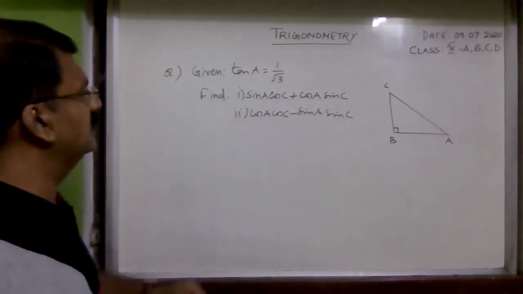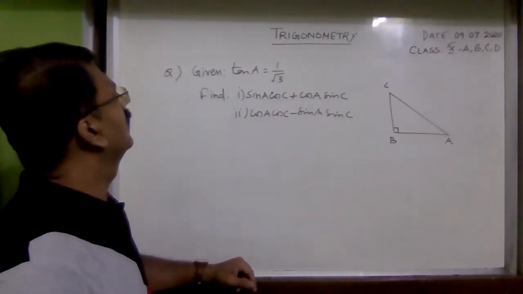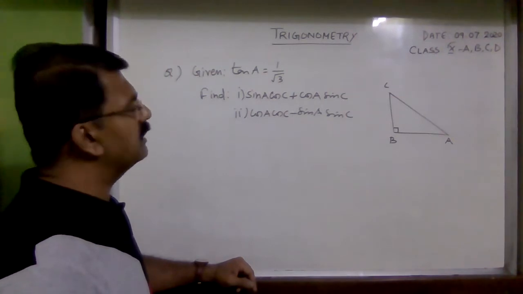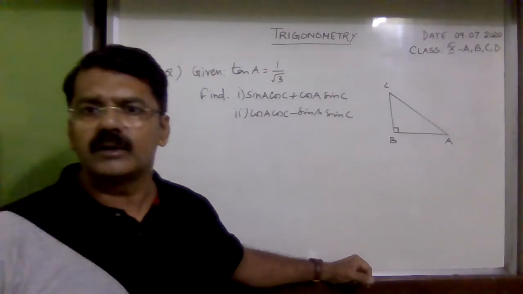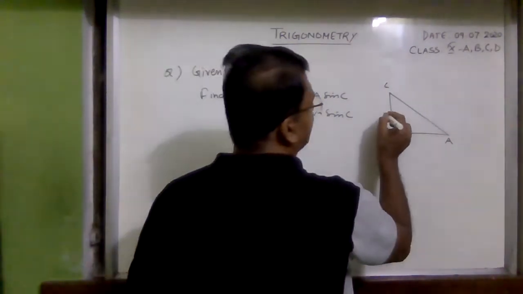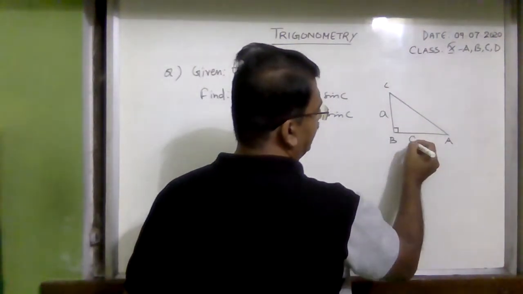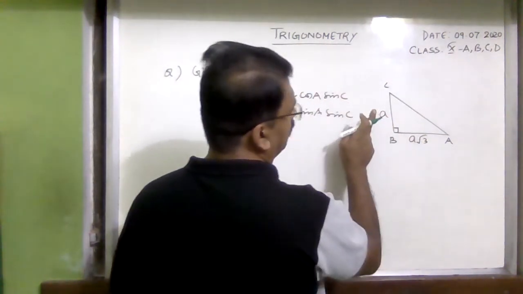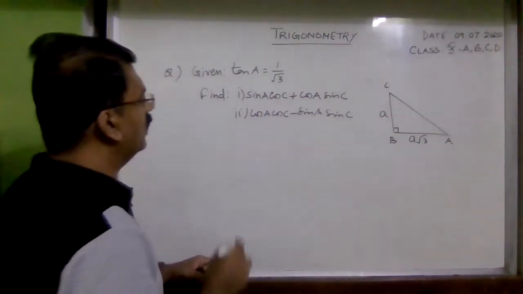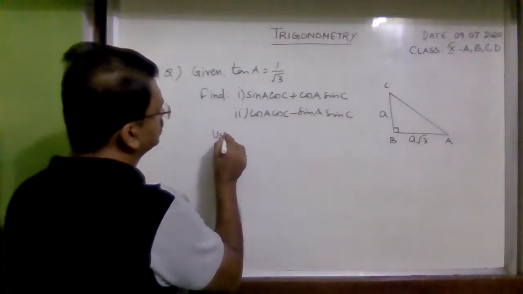So first of all, tan A is given as 1 by root 3, and you know that tan A or tan theta is perpendicular upon base. So you take this side as A and this side as A root 3. Then only tan A will be perpendicular upon base, so it will be 1 upon root 3. Clear?